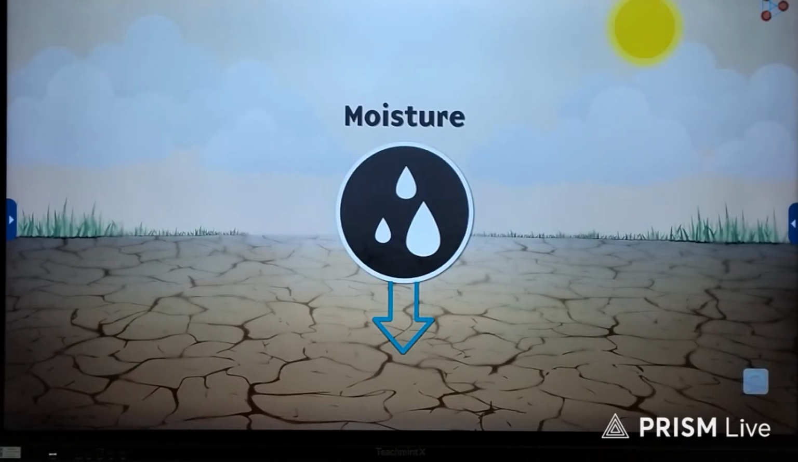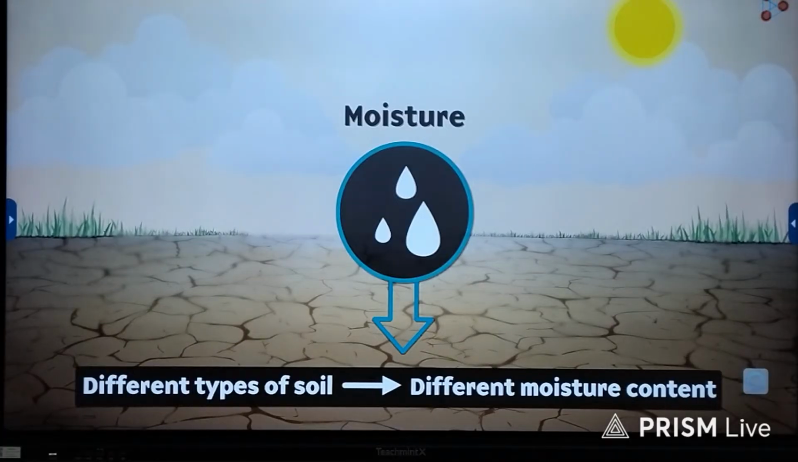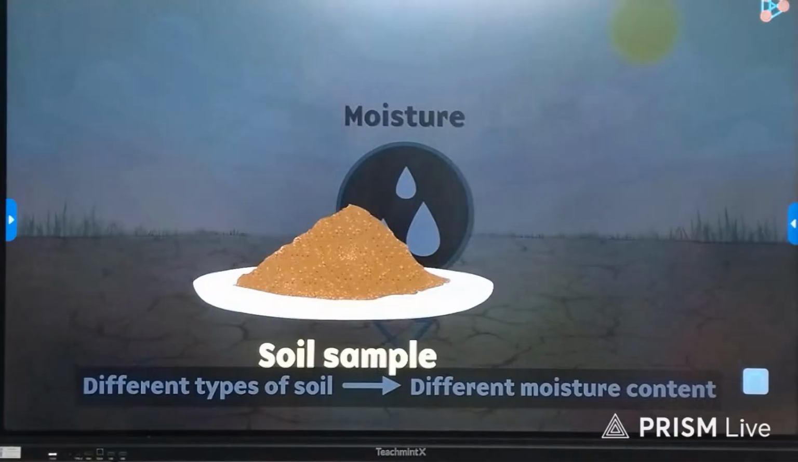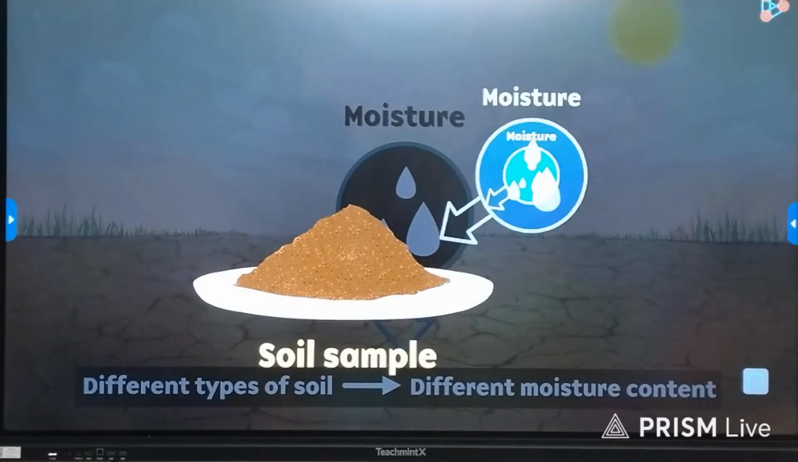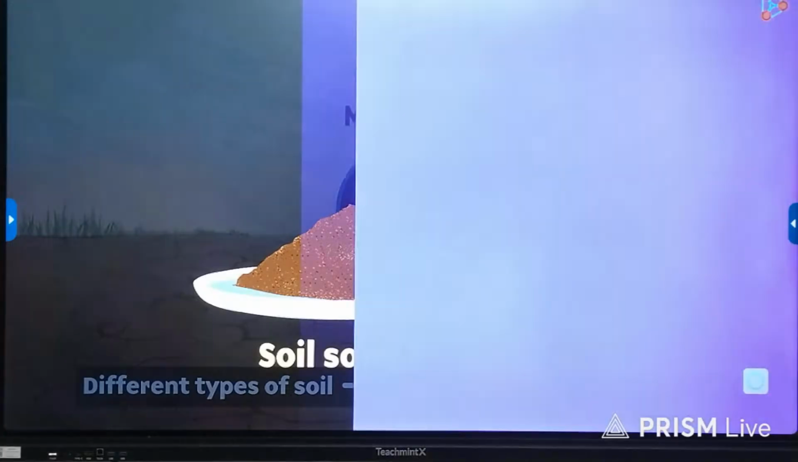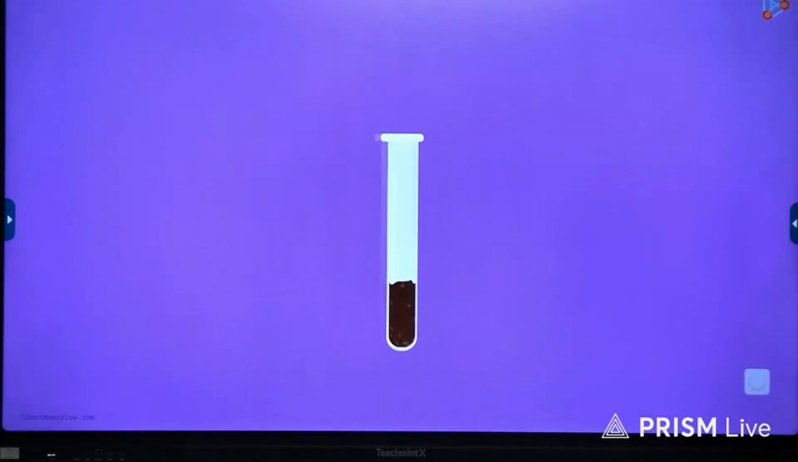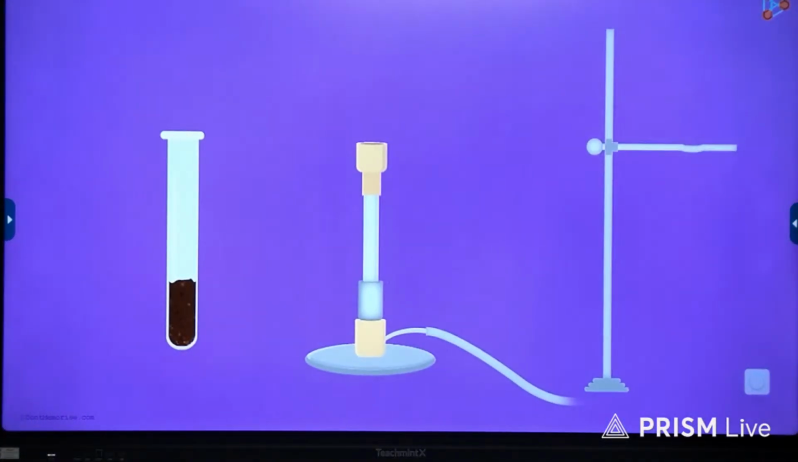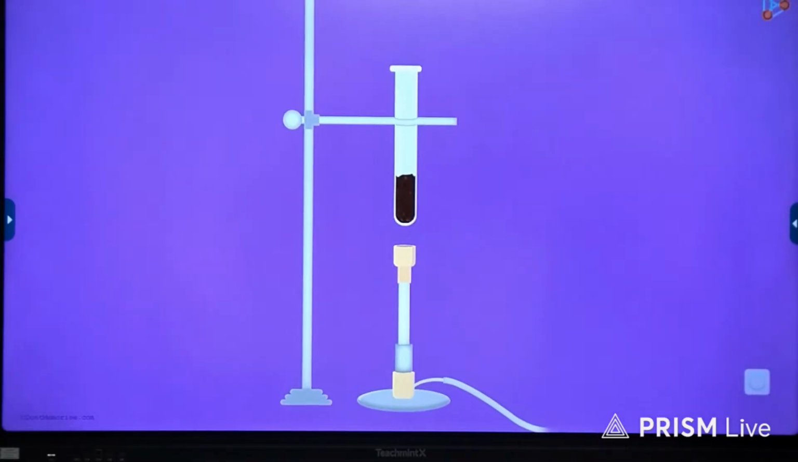The moisture content varies from one soil sample to the other. Different soil types contain different amounts of moisture. So if we are given a soil sample and are asked to find the moisture content in it, then how are we supposed to do that? A simple experiment can help us analyze that. All we need is a test tube with a soil sample, a gas burner, and a test tube stand. This is how we will arrange the setup.